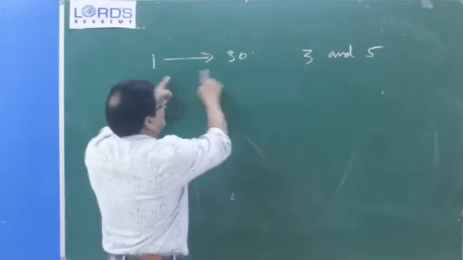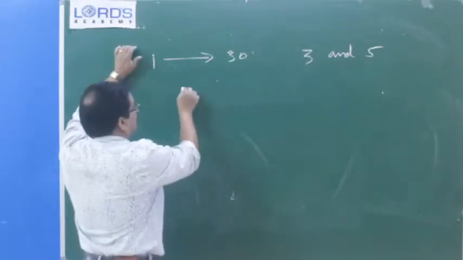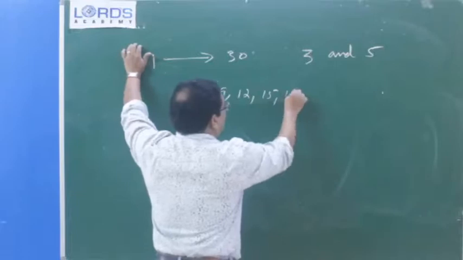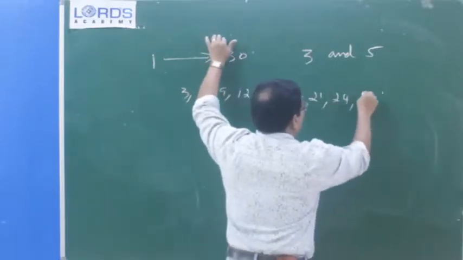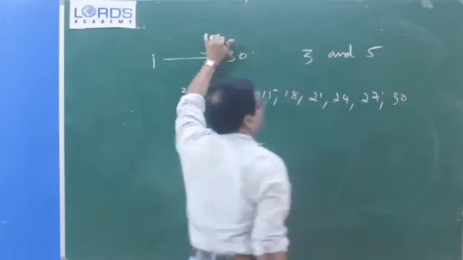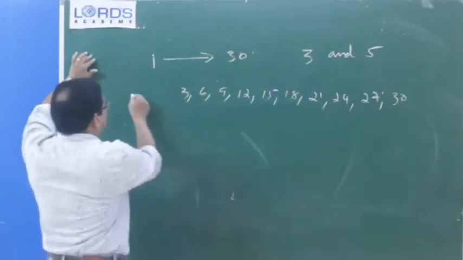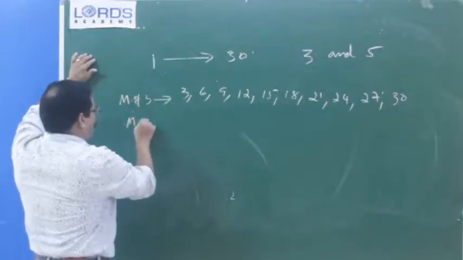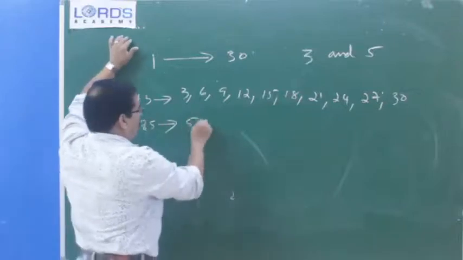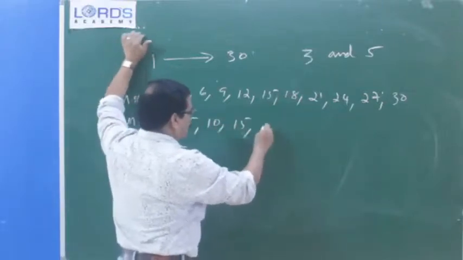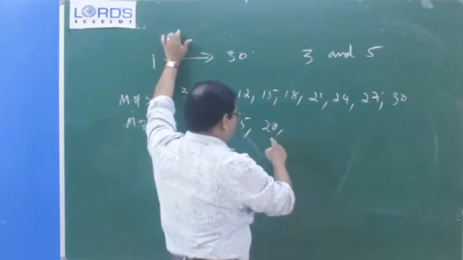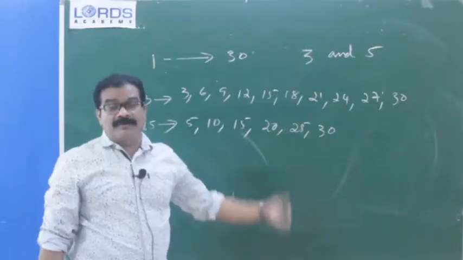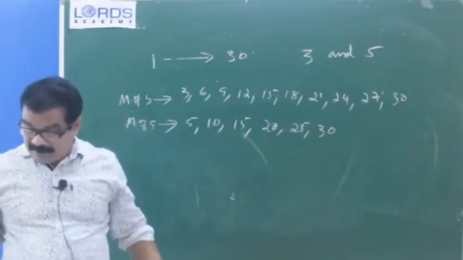Multiples of 3 between 1 and 30: 3, 6, 9, 12, 15, 18, 21, 24, 27, 30. Then multiples of 5: 5, 10, 15, 20, 25, 30. Then you find out the intersection of those two.